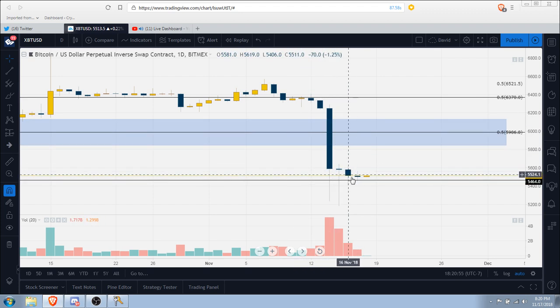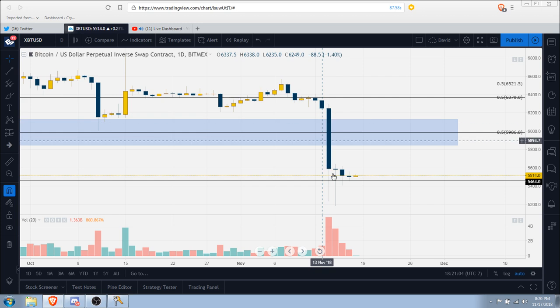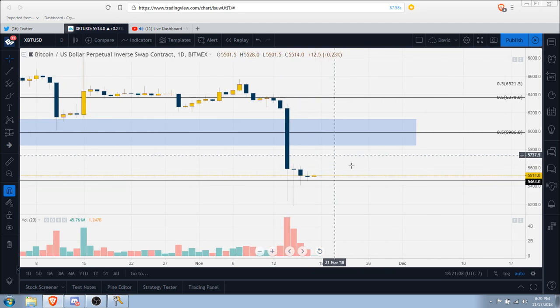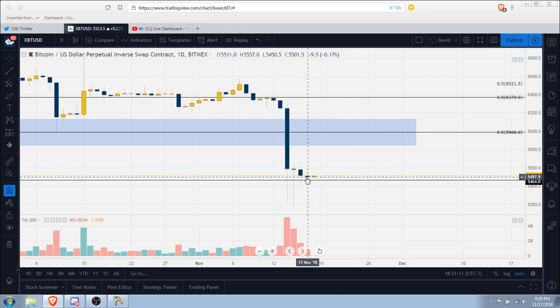But then we see fairly nice respect here, right? Just a little bit of a wick below, almost exact touch, and then we're just hovering just above that now. So as we see this decline in volume right on top of a support level, everything is telling us, okay, the market is at least taking a break, right?